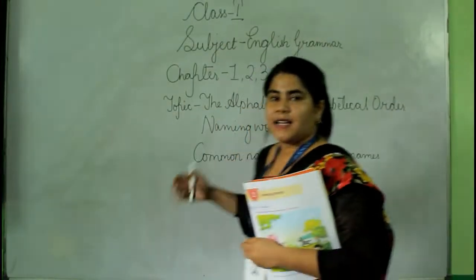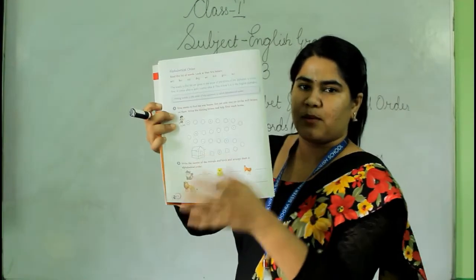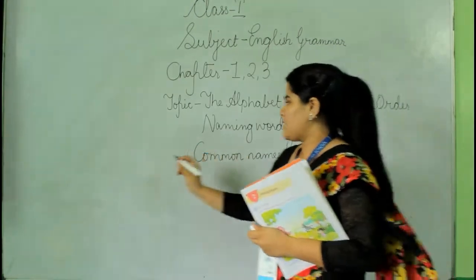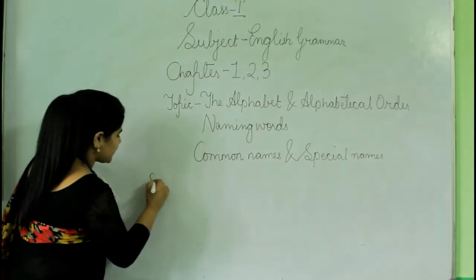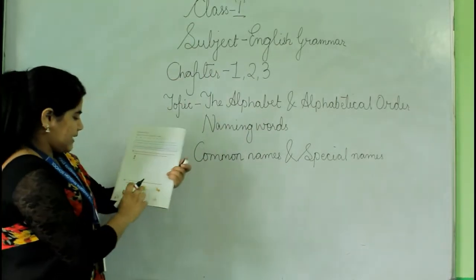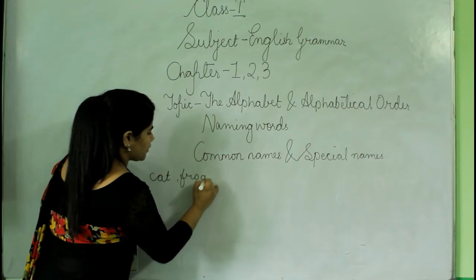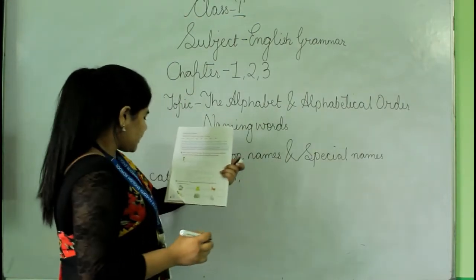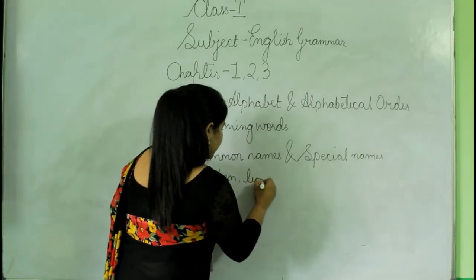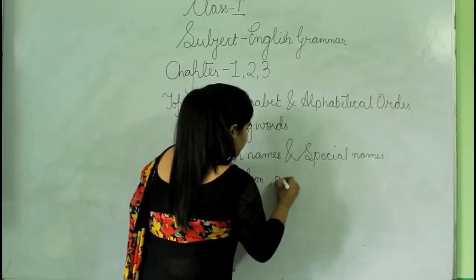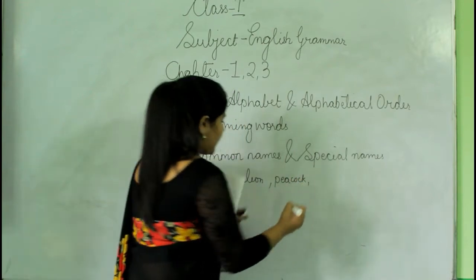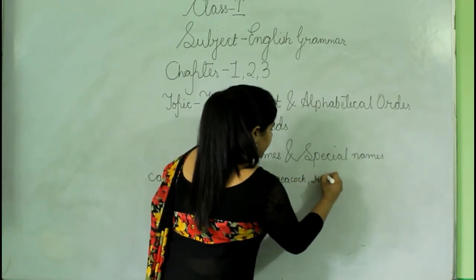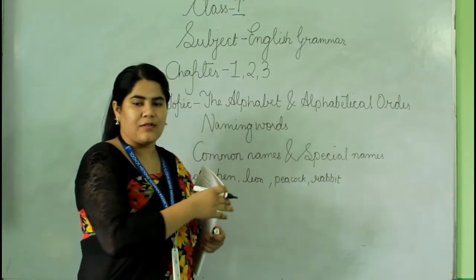This I'm going to show you on the board. Just have a look at the board. The first picture is a cat. Secondly, it is a frog, F-R-O-G frog. Write the names along with me. Then the third one is H-E-N hen. Then the fourth is lion, L-I-O-N lion. Then next is peacock, P-E-A-C-O-C-K peacock. Then the next is rabbit. So these are the words that are given in your book.